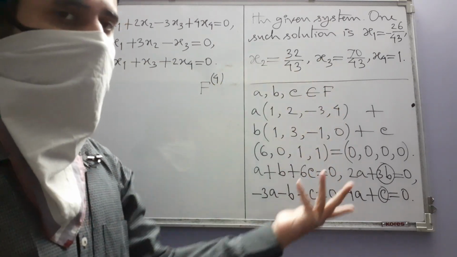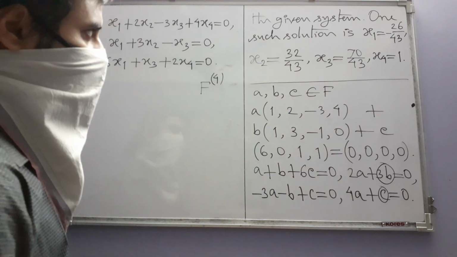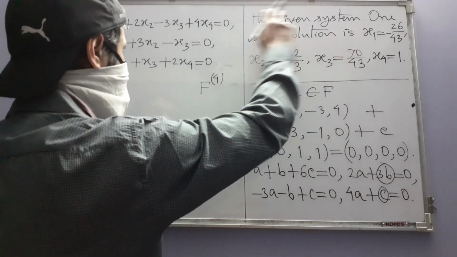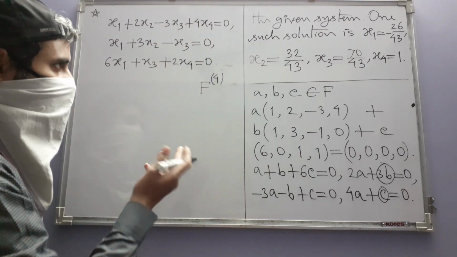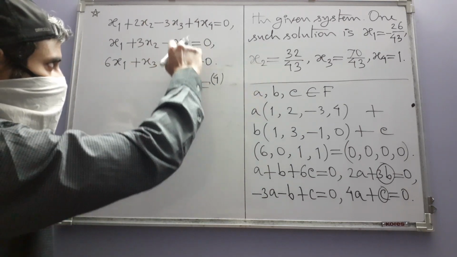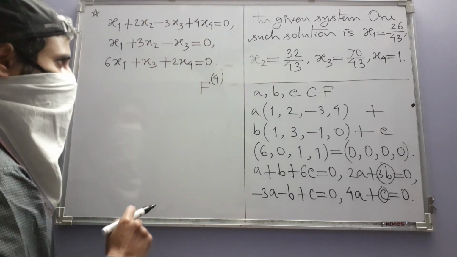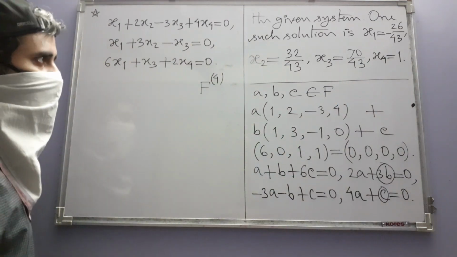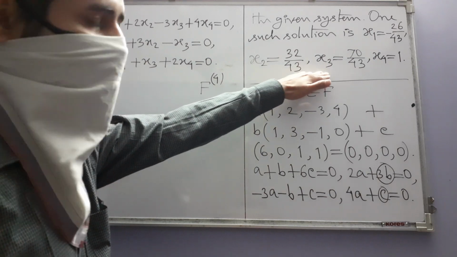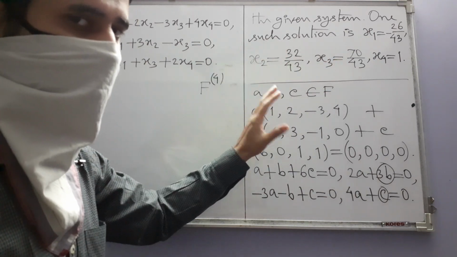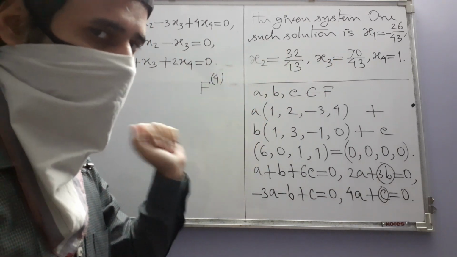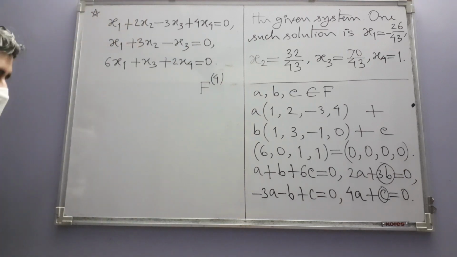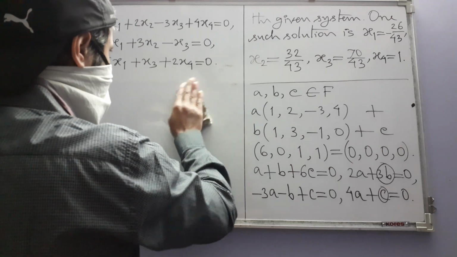I have just found this one, that's it. And if you want, you can put the values here. You will see that they all satisfy these three equations. So that's why we are not writing anything more. The solution space is generated by this single vector, or spanned by this single vector, and that's how we get all the solutions. Okay, so now we go to part B.